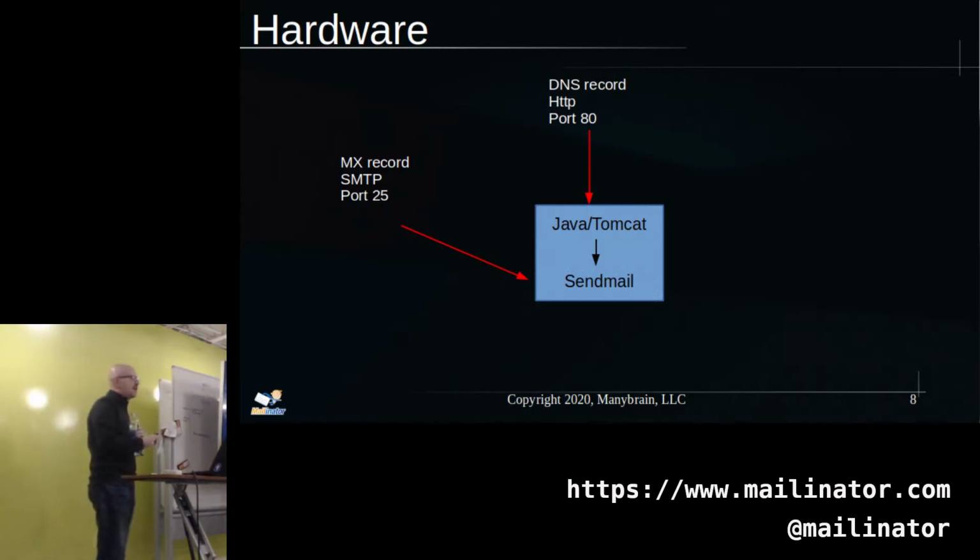I ran SendMail on it. I ran Java Tomcat. I opened up port 25. I opened up port 80. And boom, there we go. Notice I don't say port 443. It was not HTTPS at the time. What did I know, right? So that was the entire server architecture. And it worked great, actually.